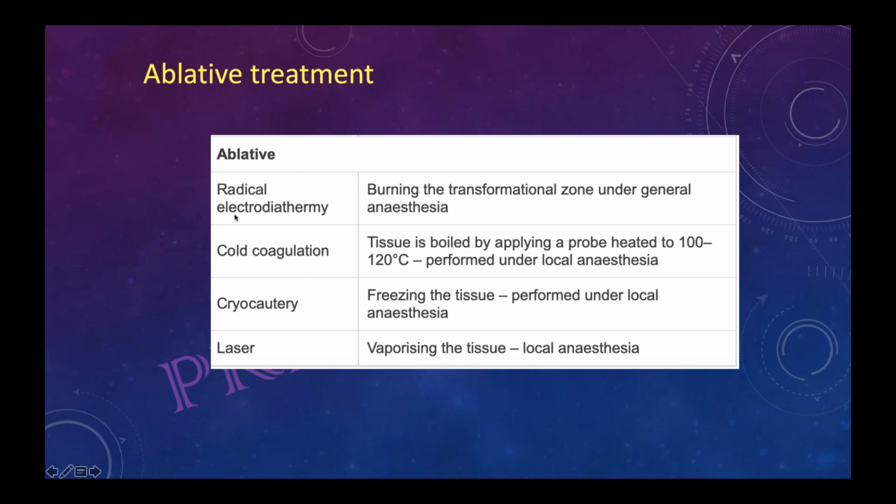So these are the few things: radical electrodiathermy, cold coagulation, cryocautery, and laser. For part 2 people, you can just know the names of these. For part 3, it is not that important, but what is commonly used, and written in your guideline in the UK, is the cryocautery. Cryocautery is usually the freezing of the tissue, and it is performed under local anesthetic. All this is important because you have to explain it to your role player also.